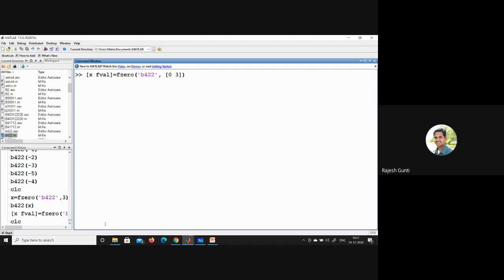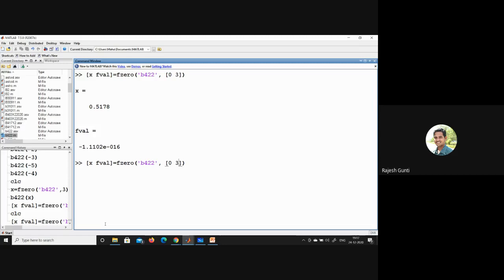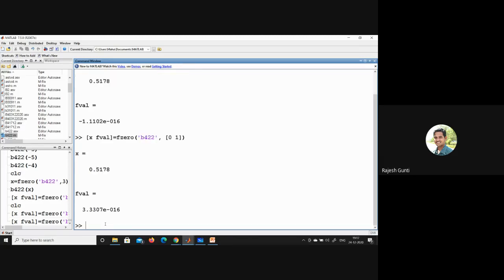0 to 3. The same way, we can give 0 to 1 also. I want to find out the root in between 0 to 1. The same way, suppose you change the interval, the root lies between some values there, no? -5, -4. There is one root. Am I correct or not? There is a root in between -5 and -4.